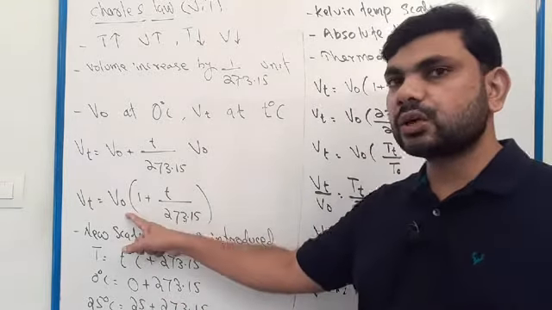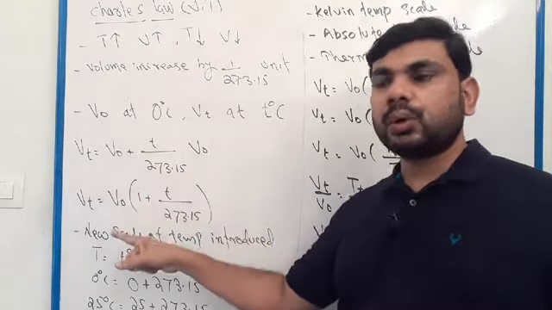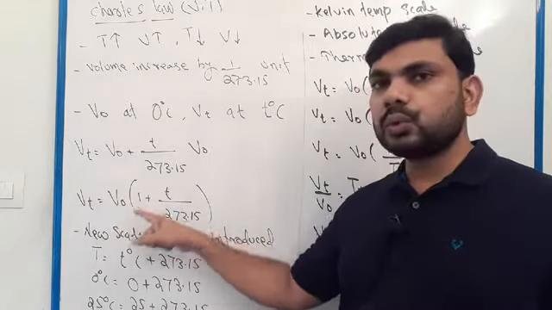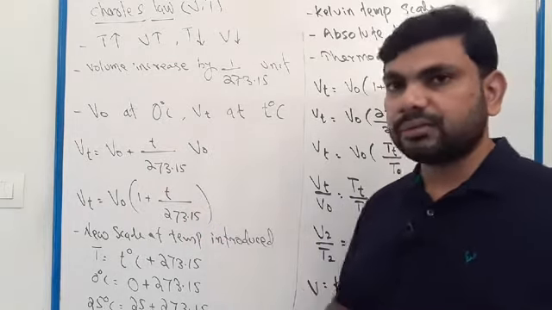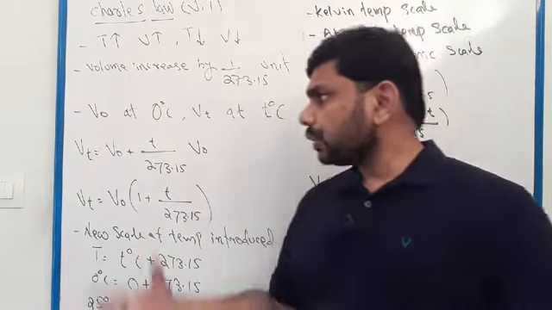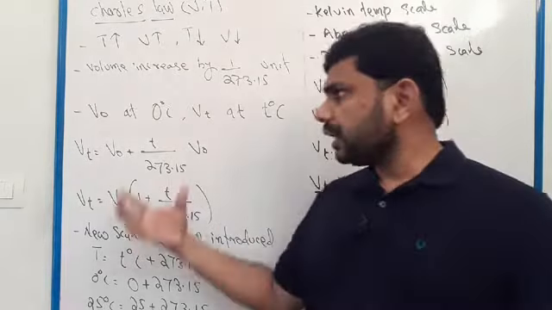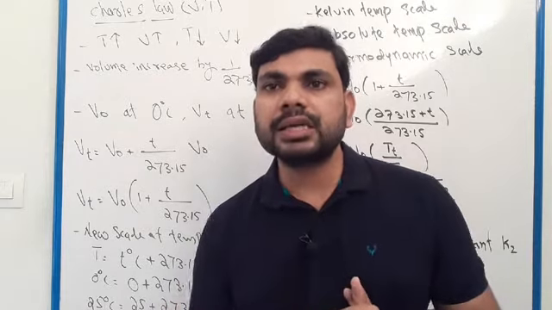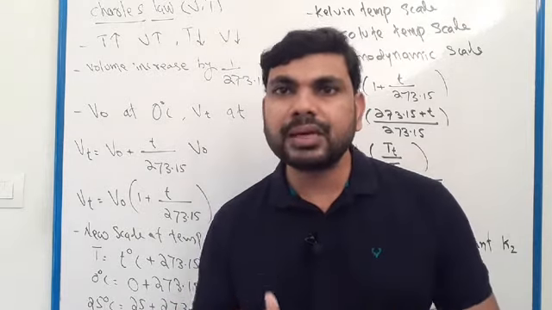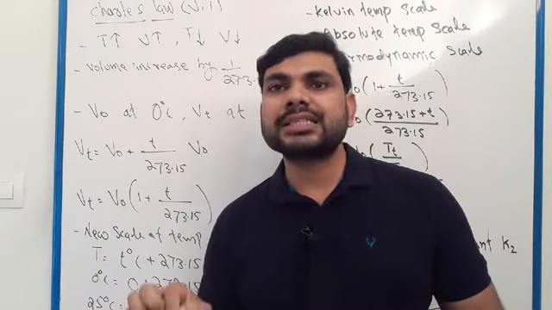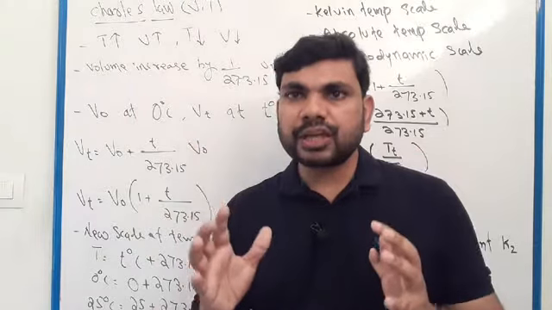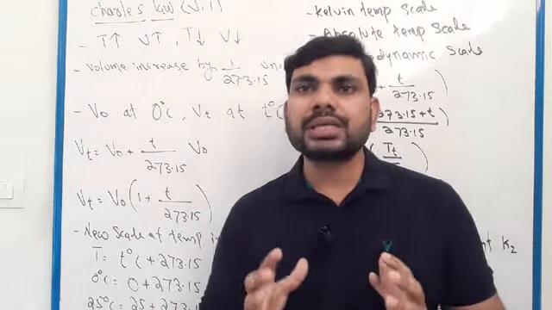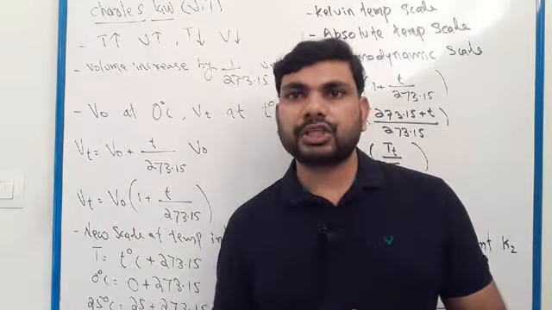We can write this equation like this: Vt equal to V0 into 1 plus T divided by 273.15. Clear? So here Charles did many experiments. From these experiments he found that when temperature increased by 1 degree Celsius, its volume increased by 1 divided by 273.15 unit.